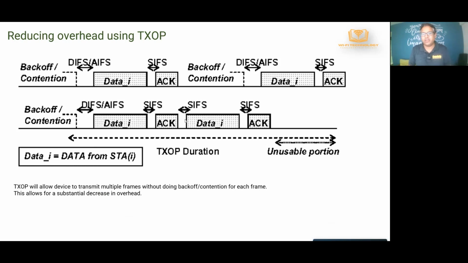And so once you do this back off and you get access to the medium, you send information in bursts. You send data, you receive the acknowledgement, you again wait only a SIFS, you send the next data, you receive the acknowledgement, and keep doing that until your transmission opportunity expires. How long you have the transmission opportunity is predetermined as a part of the protocol negotiation. And this will basically save you so much airtime, right? So this is one of the basic methods that are used, right?